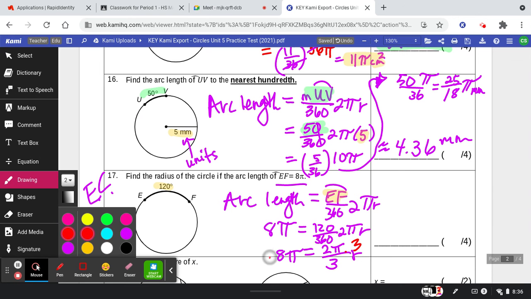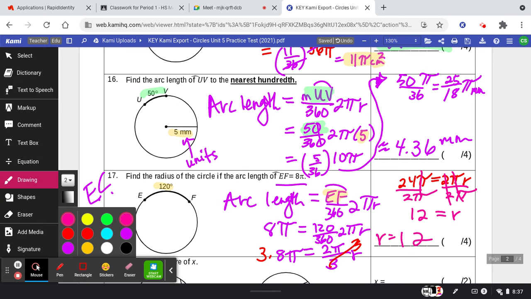You can say times 3 to both sides is going to give me 24 pi equals 2 pi r. Does everybody see how I first multiplied by the denominator to start? And then we're going to divide both sides by 2 pi. And we get 12. The answer for my radius is 12.